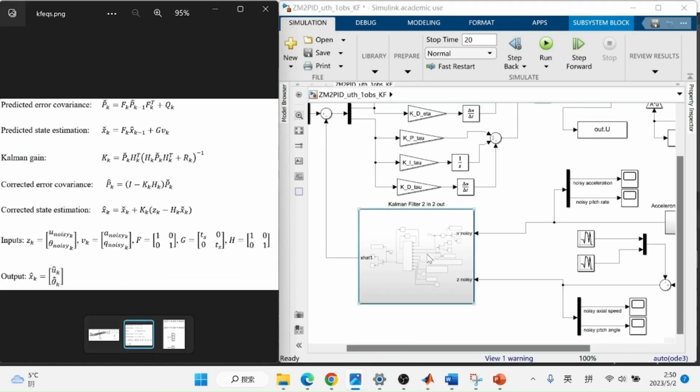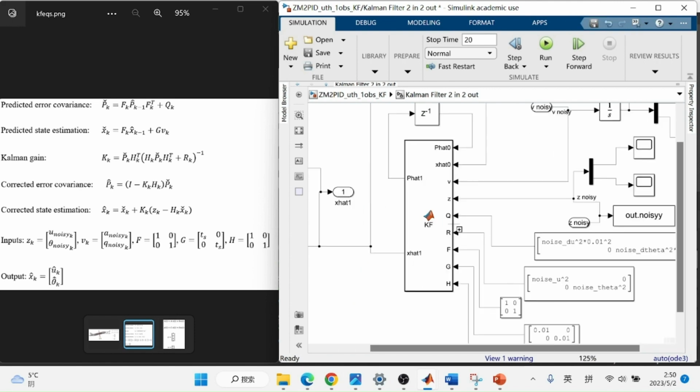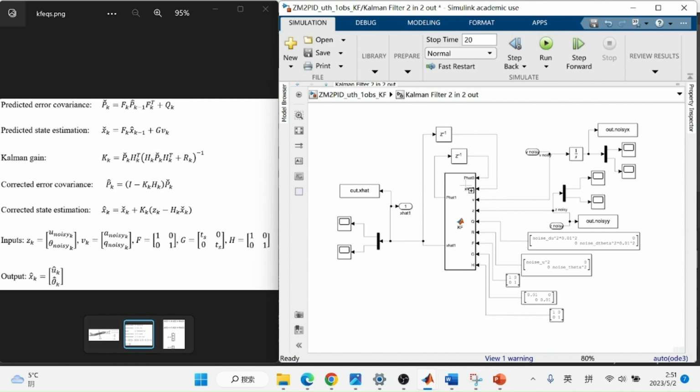Now let's have a look into the Kalman filter part of the model. I know that Simulink has a built-in Kalman filter block, but I'm not using it because it's not straightforward to see what's happening inside the algorithms. Instead, I built a custom Kalman filter using the function block in Simulink, so that you can clearly see what's going on here.